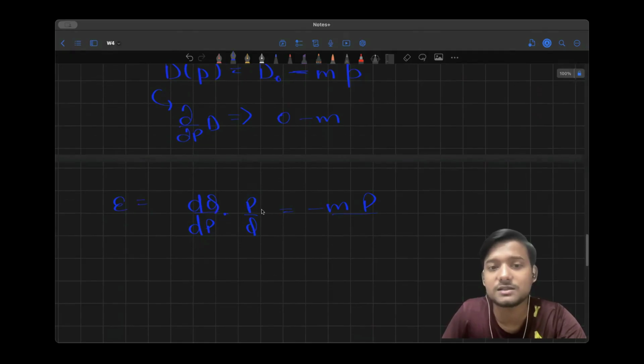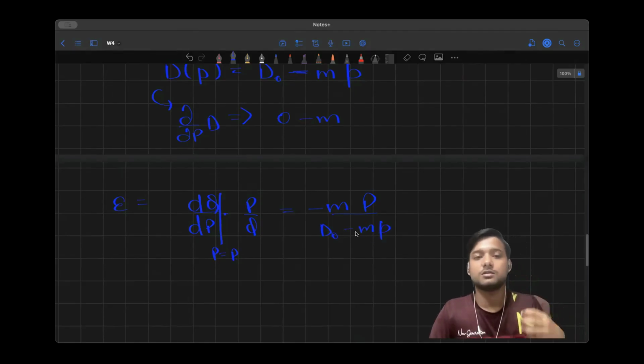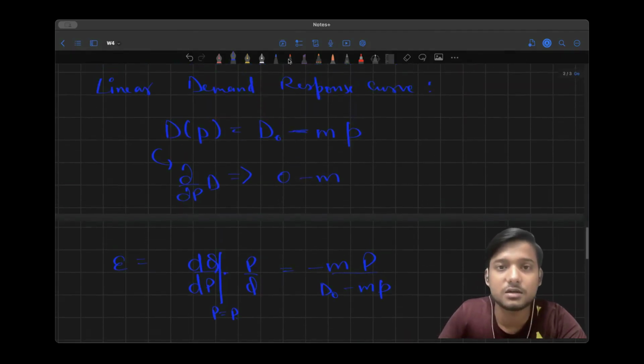We will be calculating this at a certain point, at some price equal to, let's say, p. So we will end up having minus mp in the numerator, and in the denominator you will have d naught minus mp. So this is our elasticity at a certain point in the linear demand curve. And what does a linear demand curve look like?